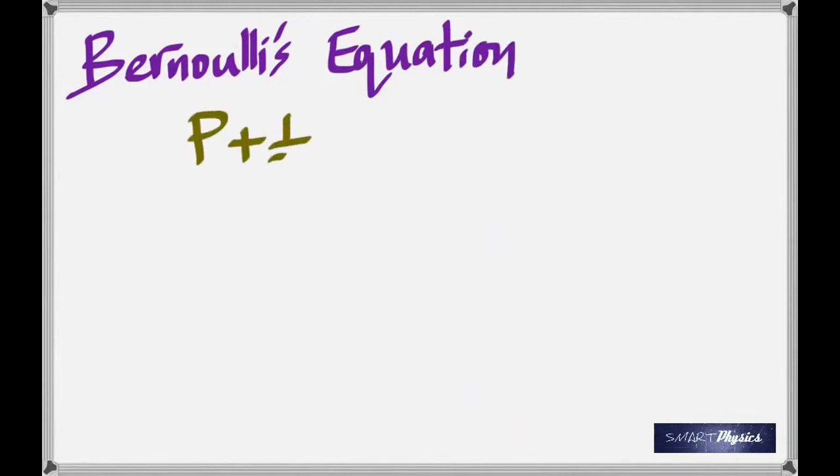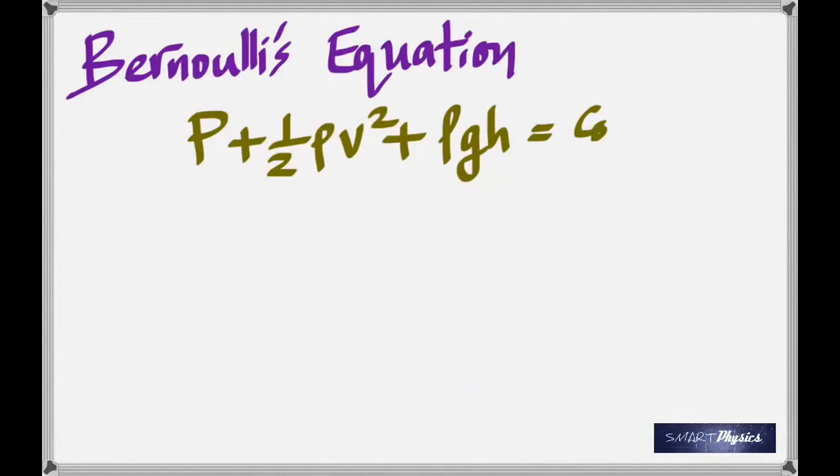There are 3 terms in Bernoulli's equation. You can see, and the sum of all the 3 terms is a constant. The first term is P. The second and the third, what does rho represent? Density. Okay, so there are 3 terms. The first term that you see here is pressure energy. The second is kinetic energy. And the third is potential energy.